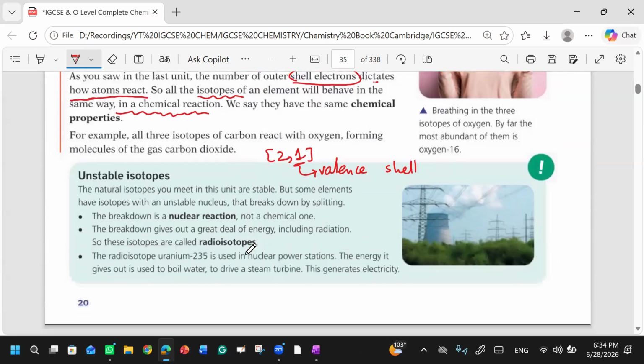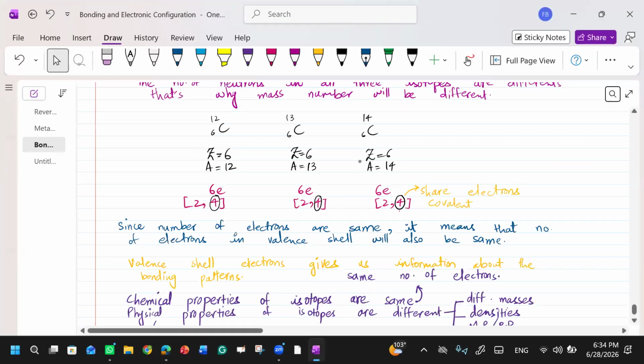Okay. For example, they have mentioned all three isotopes of carbon react with oxygen, forming molecules of the gas carbon dioxide. Like this, carbon 12 will make a bond with oxygen. Carbon 13 will make a bond with oxygen. Carbon 14 will make a bond with oxygen. The similar pattern. How is there a similar pattern? This I am going to tell you.